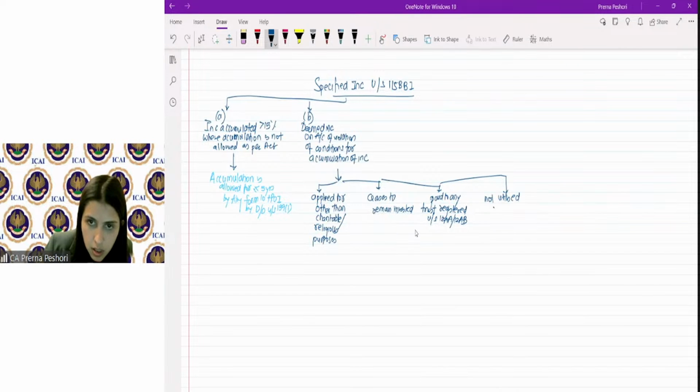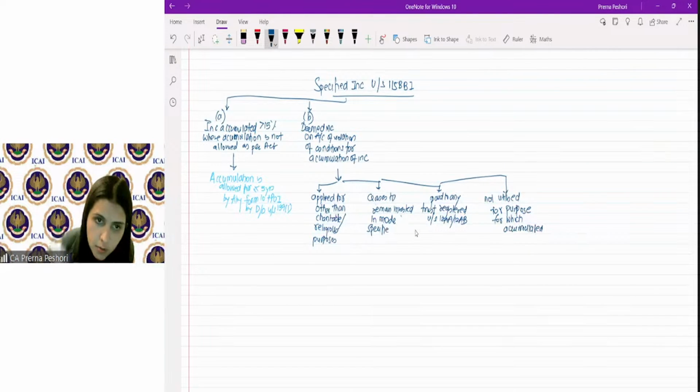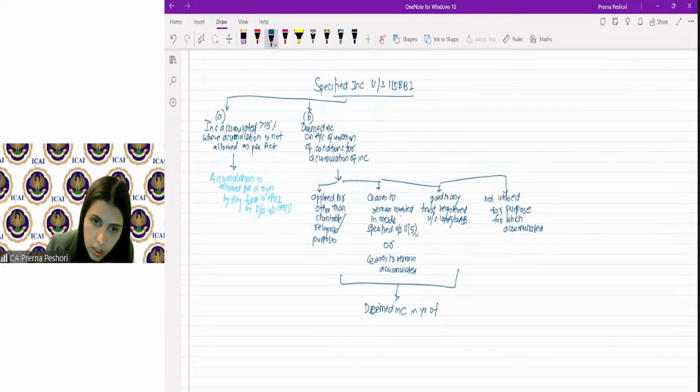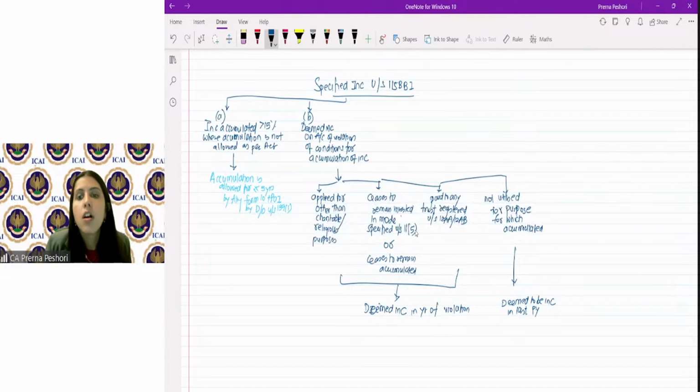Not utilized for the purpose for which it is accumulated. This shall be ceases to remain invested in mode specified under section 11.5 or ceases to remain accumulated. So for these, this will be deemed income in the year of violation, and this shall be deemed to be income in the last previous year up to which income was to be applied.